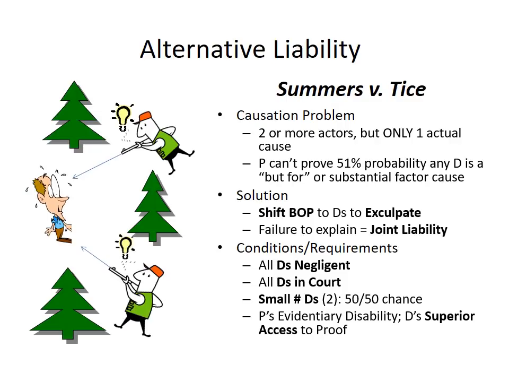The plaintiff must establish that all defendants were negligent. They're all in court, so we're certain to get the true wrongdoer. There's a small number, so we're not fudging too much on the burden of persuasion. And it has to be clear that the plaintiff really doesn't have any other ability to overcome the causation problem, and it makes good sense to shift the burden to the defendant.